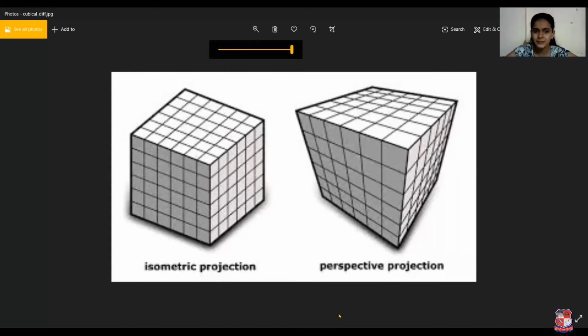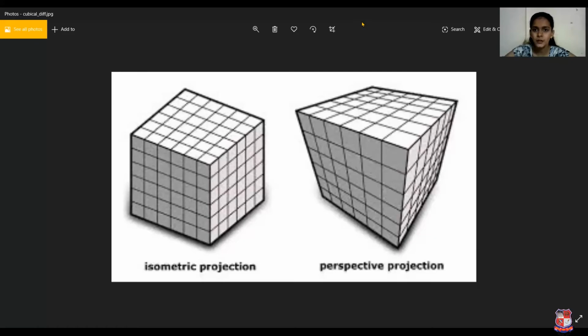Take an example that 10 persons are going to draw an isometric view. The correct drawing of the isometric view will be the same for those 10 persons. But if 10 persons are going to draw a perspective view, then the 10 perspective views will be different at the same time. The 10 perspective views may all be right also.